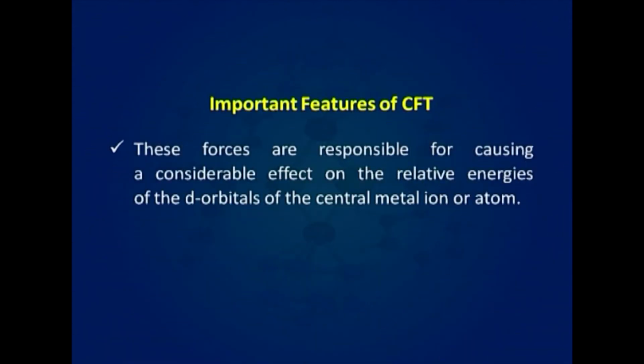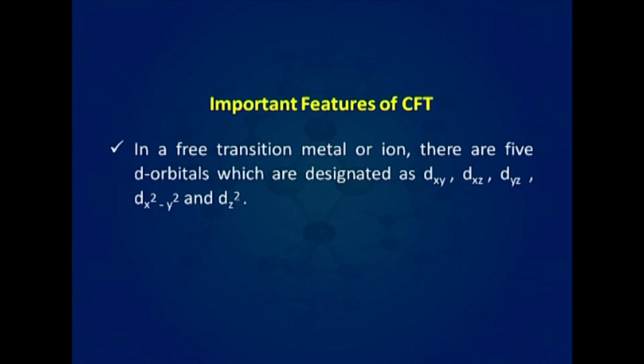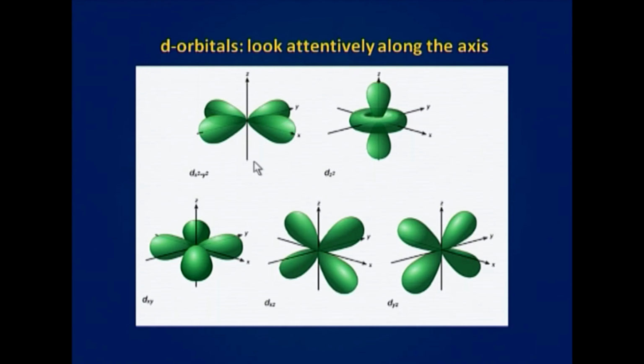These forces are responsible for causing a considerable effect on the relative energies of the d orbitals of the central metal ion or atom. In a free transition metal atom or ion, there are 5 d orbitals which are designated as dxy, dxz, dyz, dx² minus y² and dz². You can see these 5 orbitals. It is dx² minus y², dz², dxy, dxz and dyz orbitals.